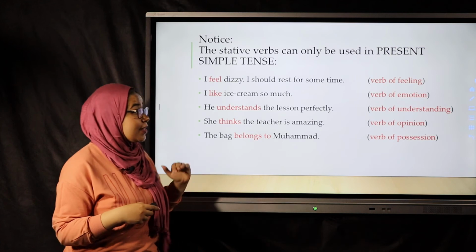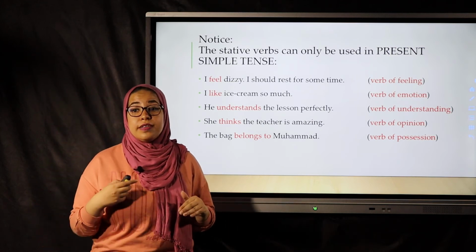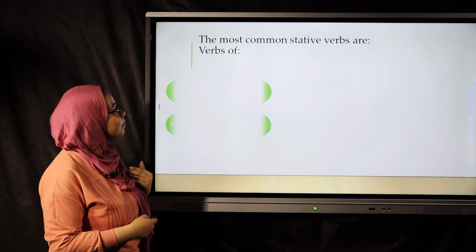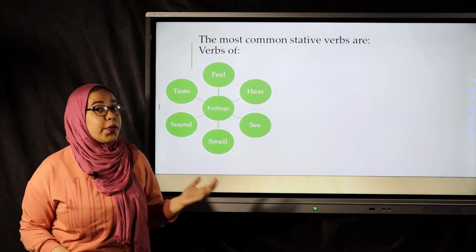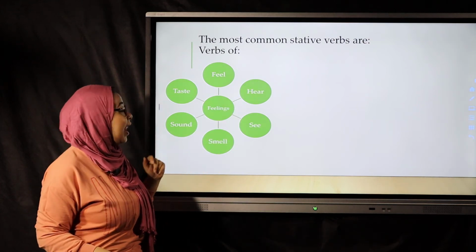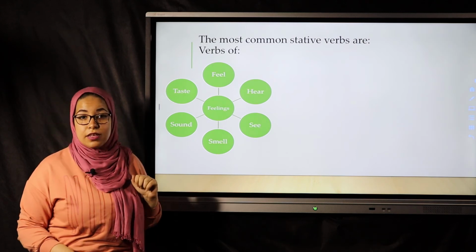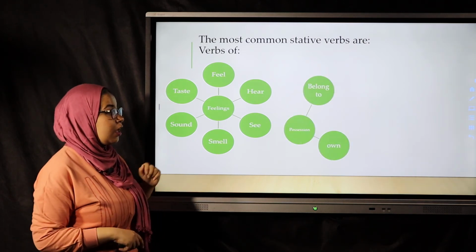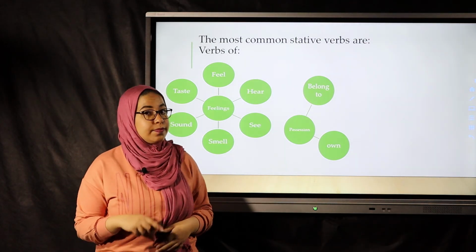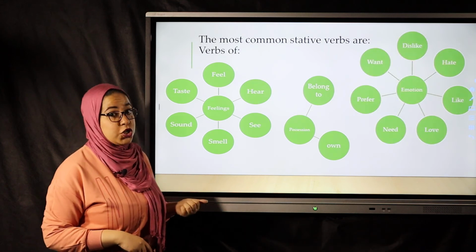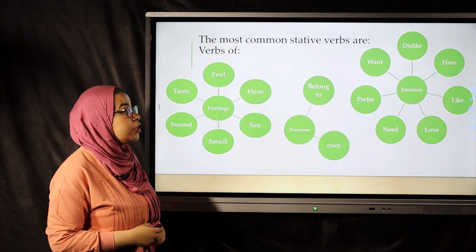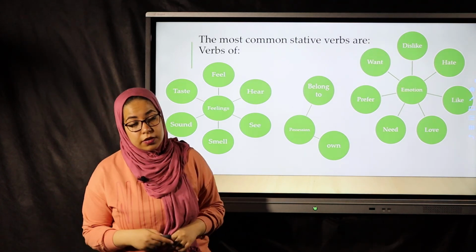Okay? So as we can see, there are different types of stative verbs. Let's see what they are. Feeling, like what? Feel, hear, see, smell, sound, and taste. What else? Possession, like what? Belong to and own. Third one, emotion, like what? Dislike, hate, like, love, need, prefer, and want.